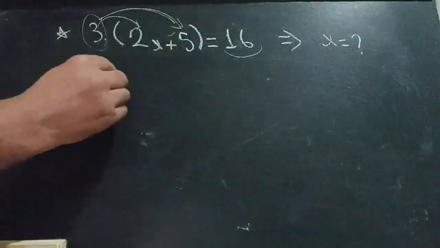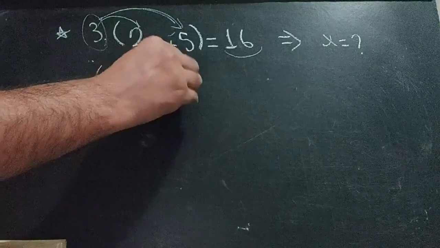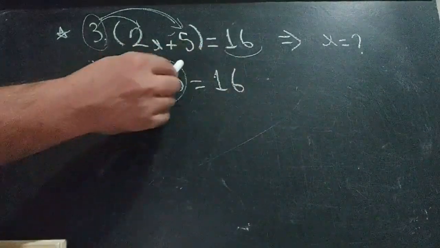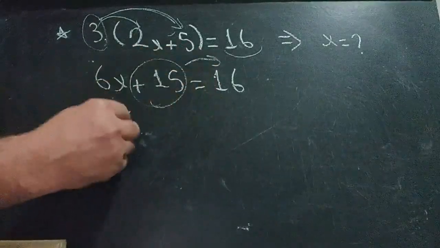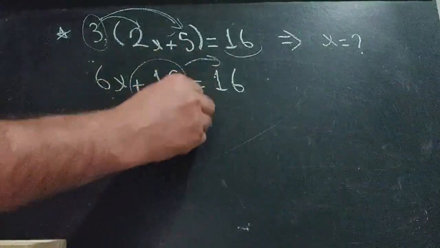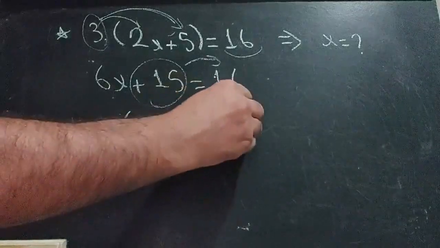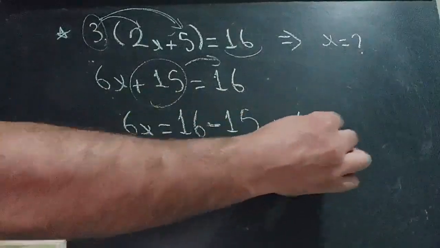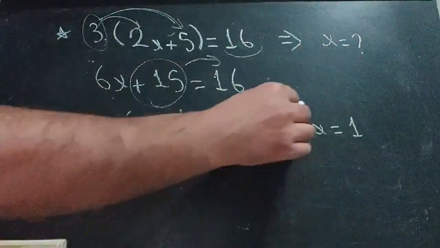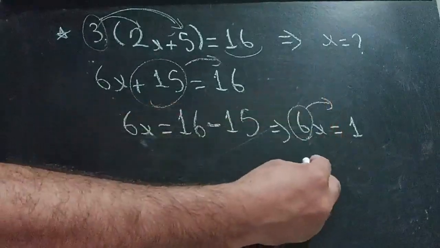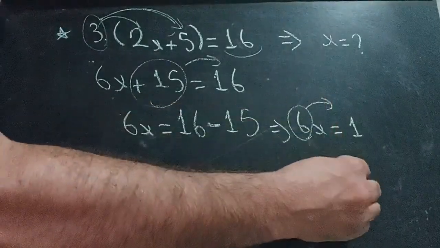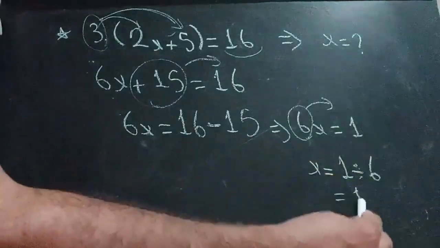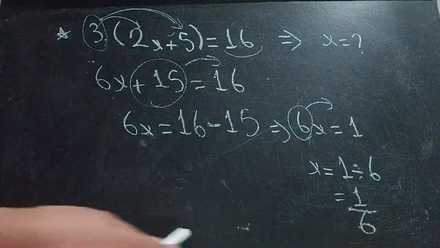That will be 6x plus 15 equals 16. And this one will go to the other side as subtraction. 6x equals 16 minus 15. So from there 6x is going to be 1, and this will go to the other side as division. X will be 1 divided by 6. That means 1 over 6.